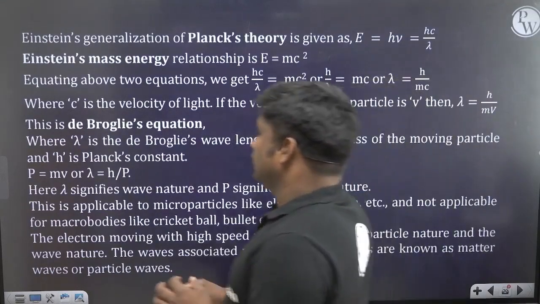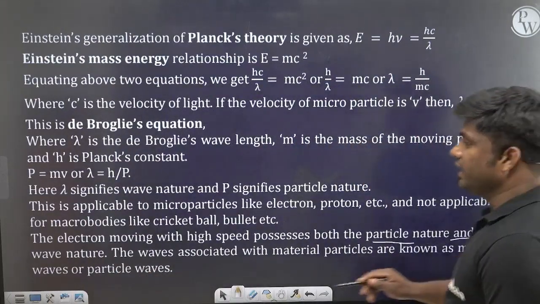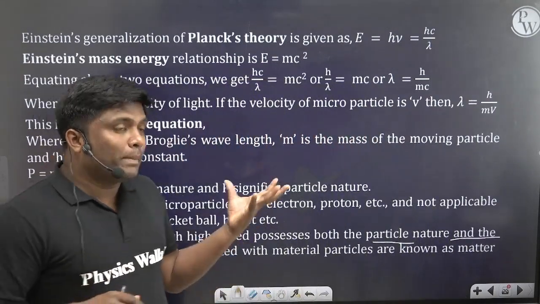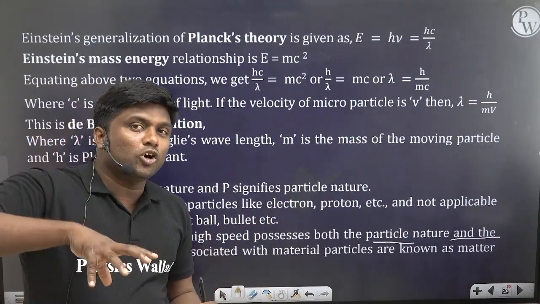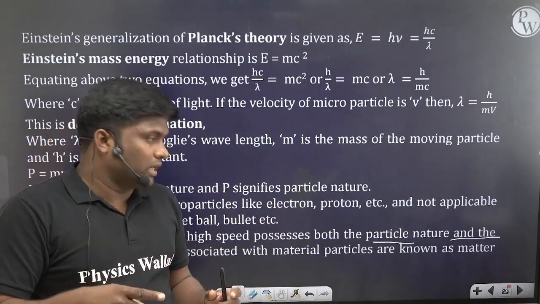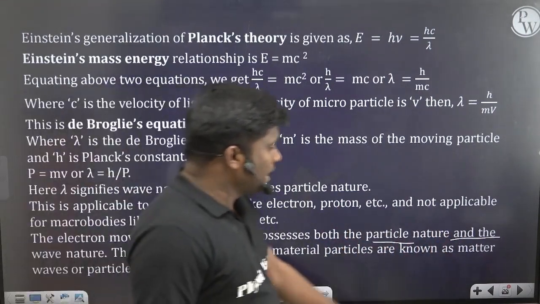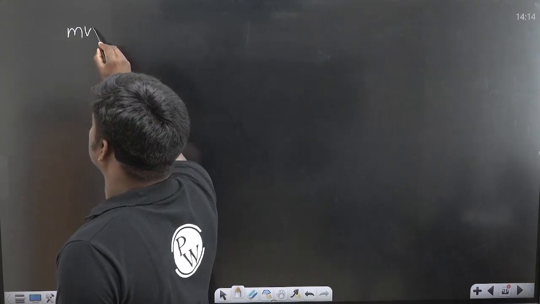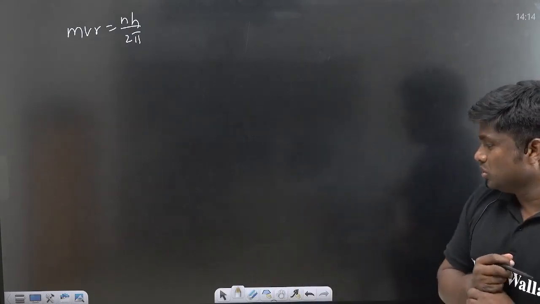This de Broglie wave equation is mainly about an electron moving with high speed possessing both particle nature and wave nature. It is mainly suitable for microscopic particles like the electron. So de Broglie concluded that the electron present in the orbit and moving around the nucleus has both particle nature and wave nature. Bohr said that mvr equals nh by 2 pi, right?